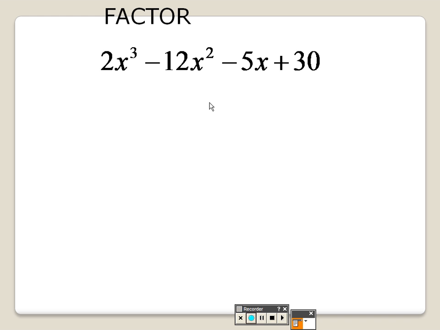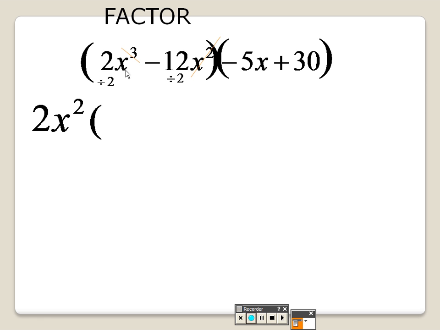With this one, try factoring by grouping again. So I'm going to take a 2 out of each of those. And I realize that they also have an x squared in each of them. They have two x's there, so I'm going to take that out of both. So when I do that, I'm left over with 1x and a negative 6.